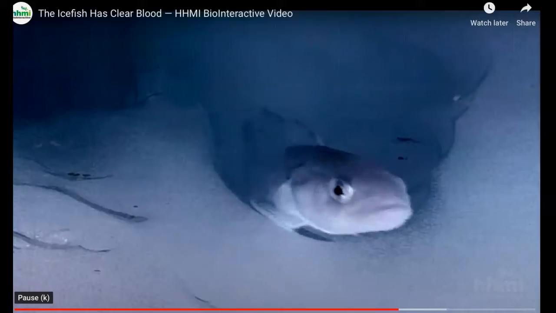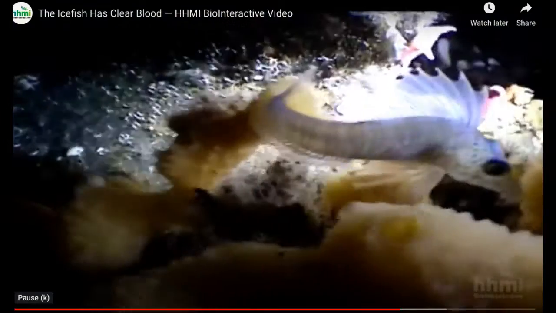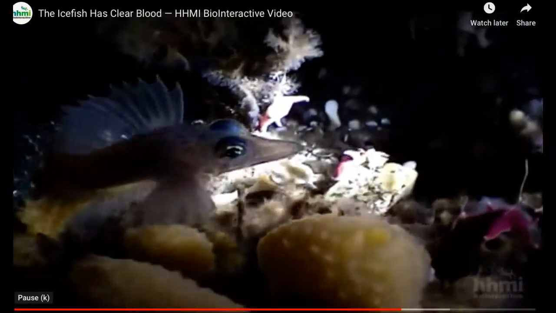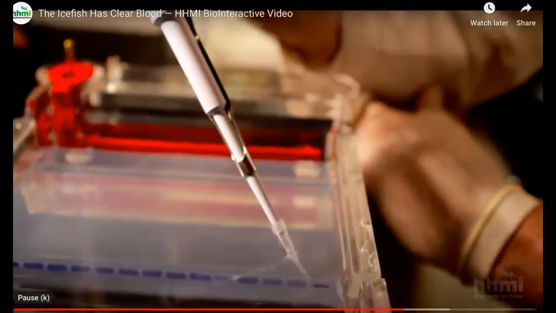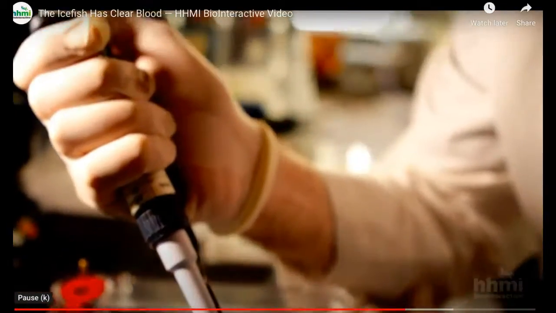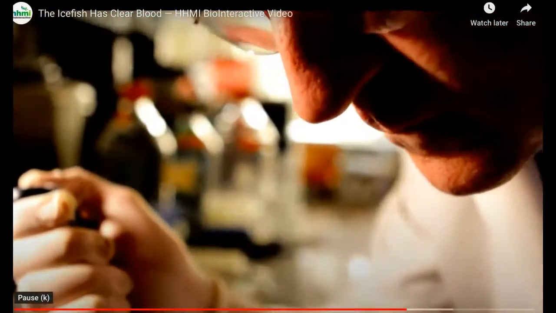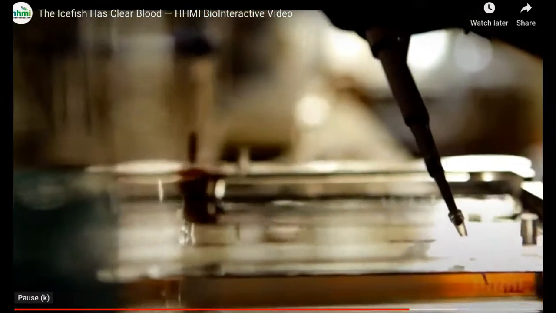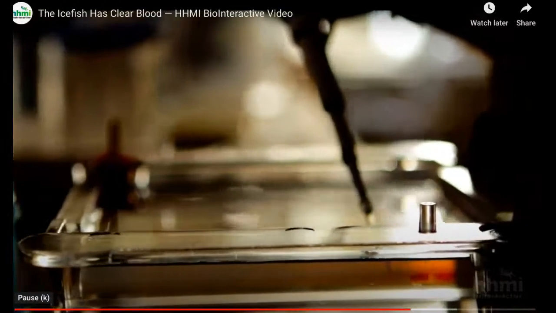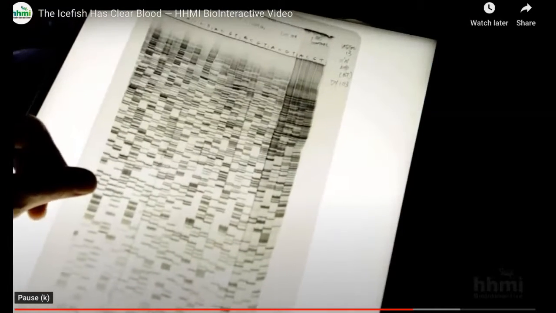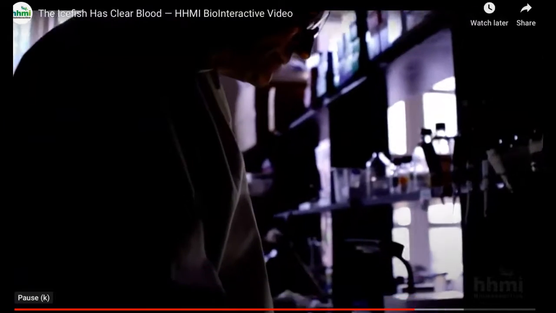Notothenioids invented antifreeze genes, but one family, the ice fish, went a step further and eliminated red blood cells and hemoglobin altogether. As for how that happened, the answer has also been preserved in DNA. And Bill Dietrich found it when he compared globin genes from ice fish and other fish. Globin genes encode the hemoglobin protein.